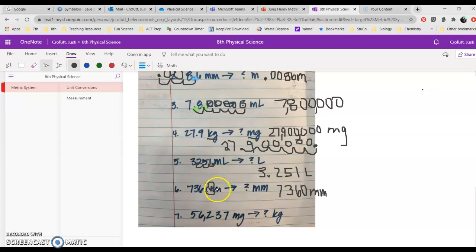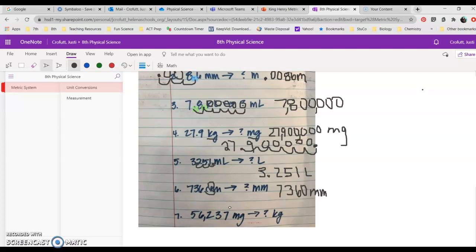Okay, same thing on this last one. I'm going to have you guys pause it and come on back and check your answer with me. So you guys are starting with 56,237 milligrams, and you're converting it to kilograms. So how many kilograms are in 56,237 milligrams? So go ahead and pause your video right now, and we'll come back and check your answer.